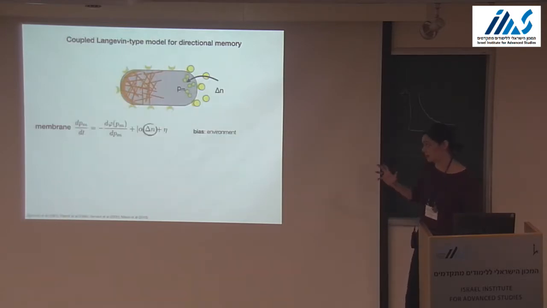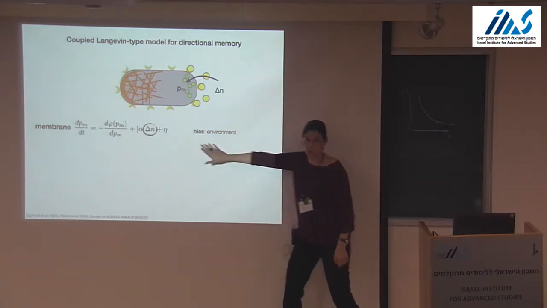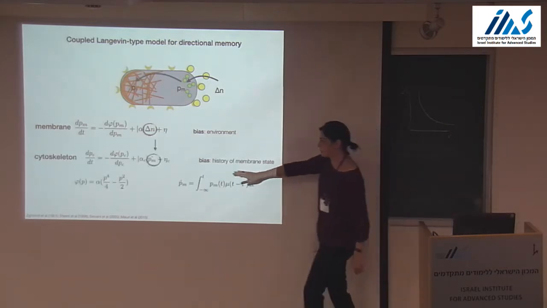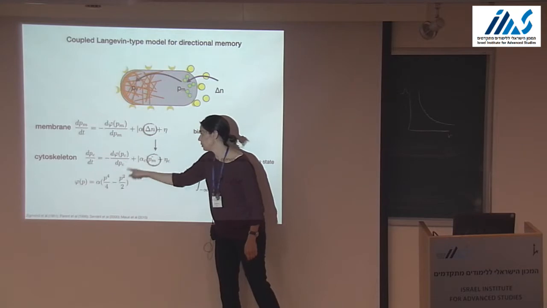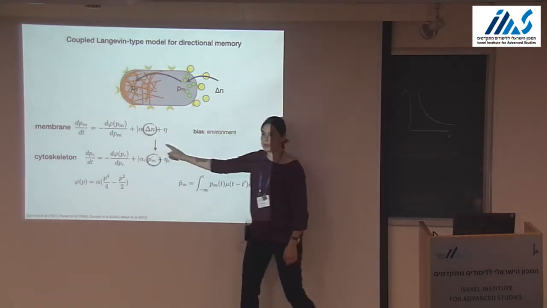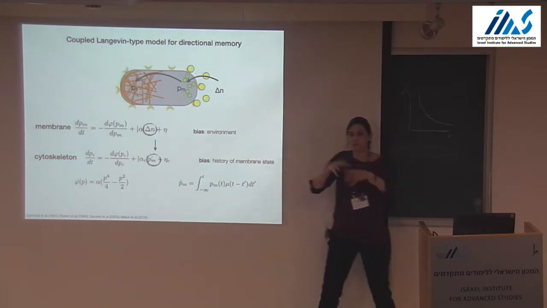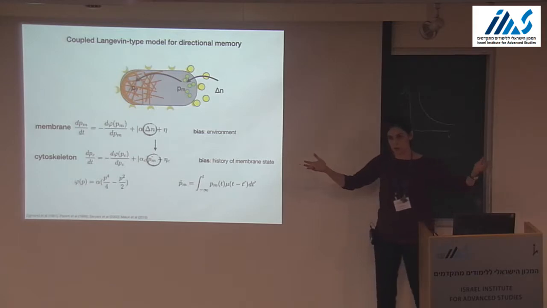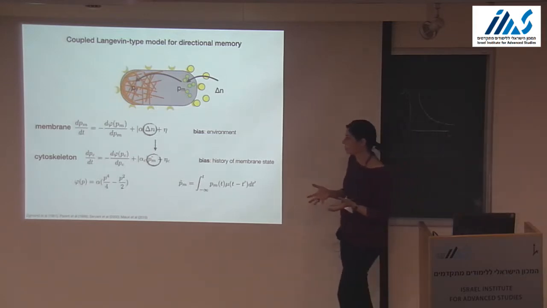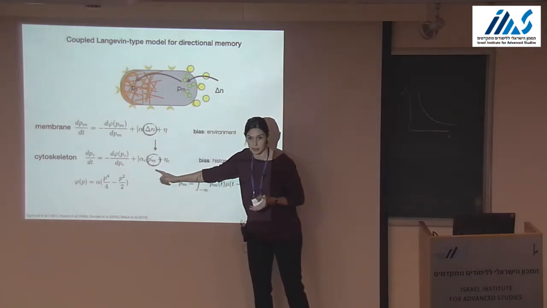which follows the same idea. So this is what I just showed, the equation for the membrane. Now I can write an analogous equation for the cytoskeleton, again a Langevin equation with the same double well potential, but now the bias is not delta n. Delta n is from the environment, right? But the cytoskeleton is inside the cell. It doesn't know anything about the external world. All the information comes from the membrane. So hence the bias is given by the polarization state of the membrane.